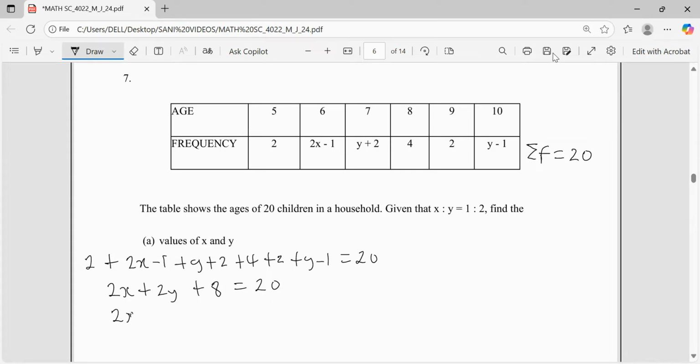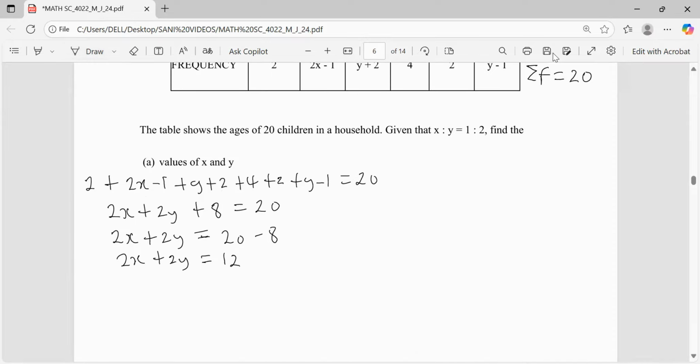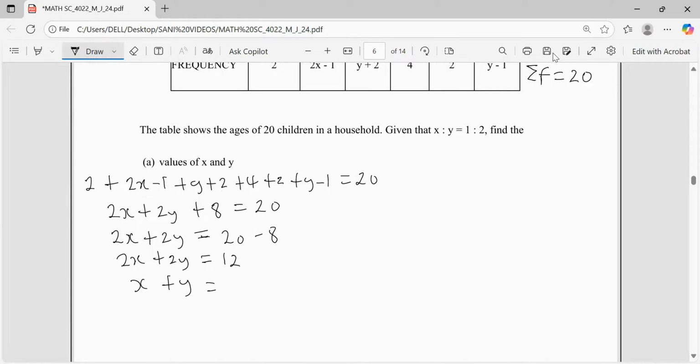That is 2x plus 2y equals 20 minus 8. So you have 2x plus 2y equals 12. So we can divide all through by 2 in order to reduce the equation. Divide all through by 2, we have x plus y equals 6. So that is our equation 1.